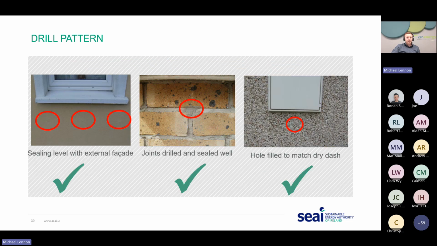So we're talking about good practice here, where we have good examples of the joints being drilled on the center, holes matching the existing facades, and especially where there is a dry dash wall, to fill it and make it match with the existing. So if there are any stones that need to be filled in with it, that'd be a good idea as well.